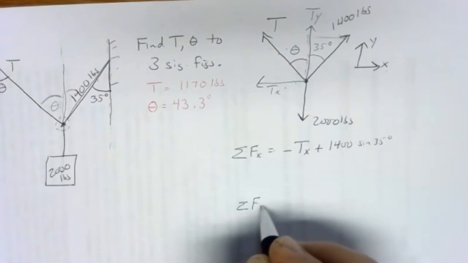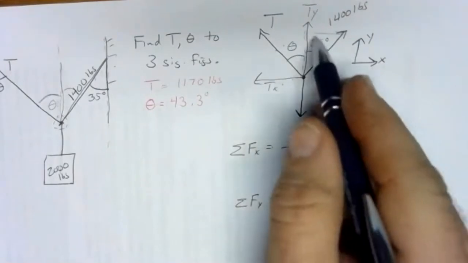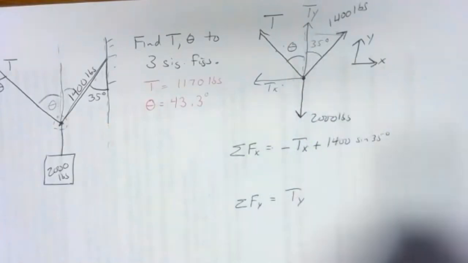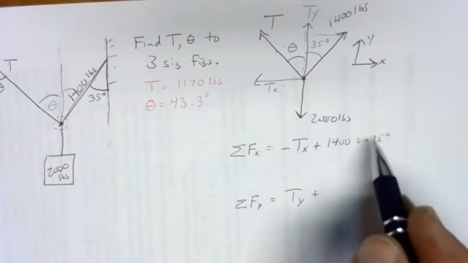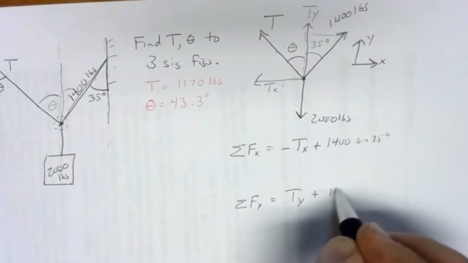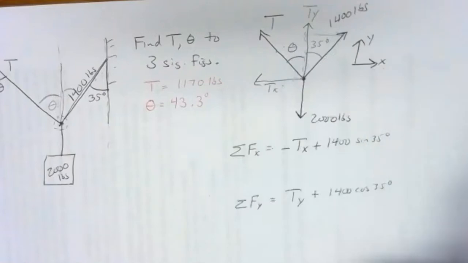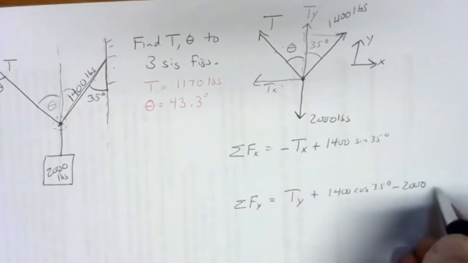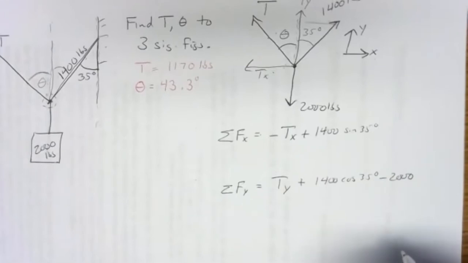We'll take our sums in the y direction. We've got a positive Ty. We've got a piece of that 1,400 pounds, and that's the vertical piece. That's the adjacent piece, and adjacent goes with cosine. And a good clue that you're going to be using cosine is you use sine in the other equation. If you use sine in one, you're going to use cosine in the other. So 1,400 cosine 35, and that's up, so it's positive. And then we've got minus 2,000. So that's our sum in the y direction.